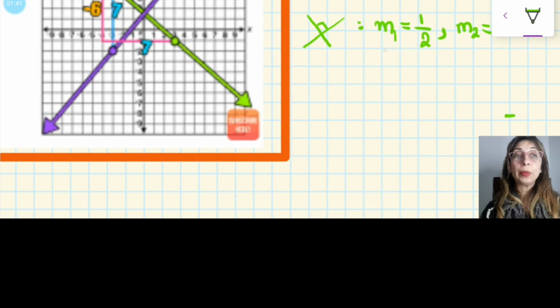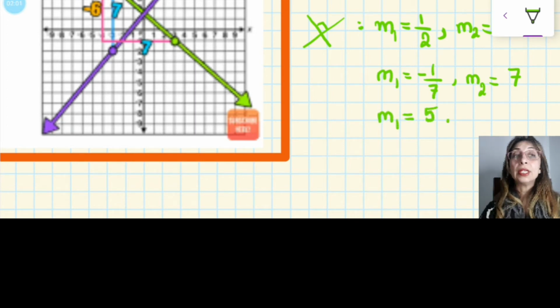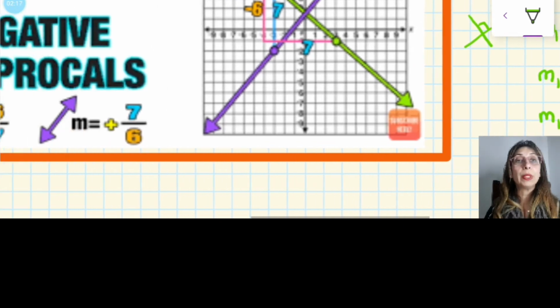Another example for perpendicular lines: if M1 equals negative 1 over 7, what will be M2, the slope of the second line? It will be positive 7 over 1, or just 7. And if, for example, it is 5, M2 will be equal to 1 over 5 with the opposite sign, negative. So I hope you understand this, the slopes of parallel and perpendicular lines.